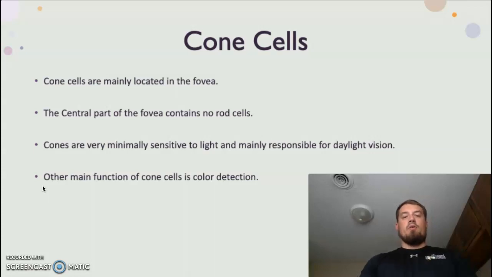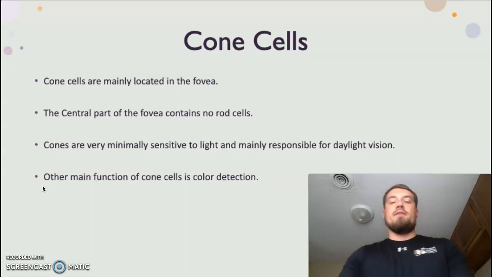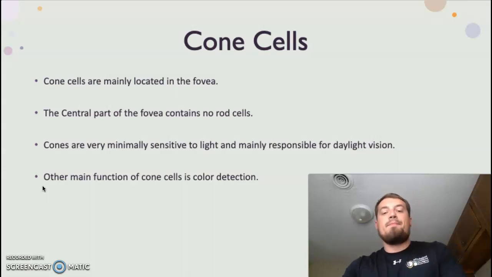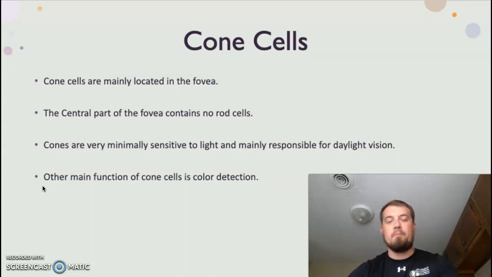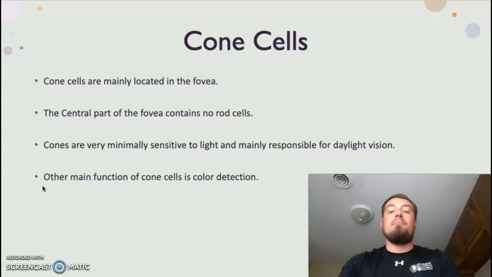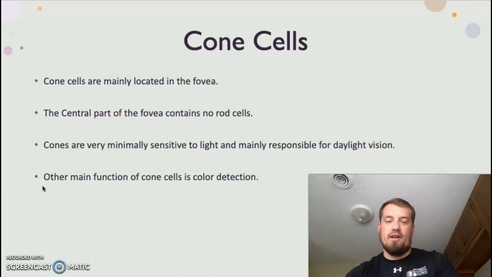So then the cone cells are mainly located in the fovea. The central part of the fovea contains no rod cells. So like I said in the last slide, the rod cells are our main peripheral vision cells. However, the cone cells do help a little in the peripherals, but mainly just for the color recognition that we need. Cones are very minimally sensitive to light and mainly responsible for daylight vision.